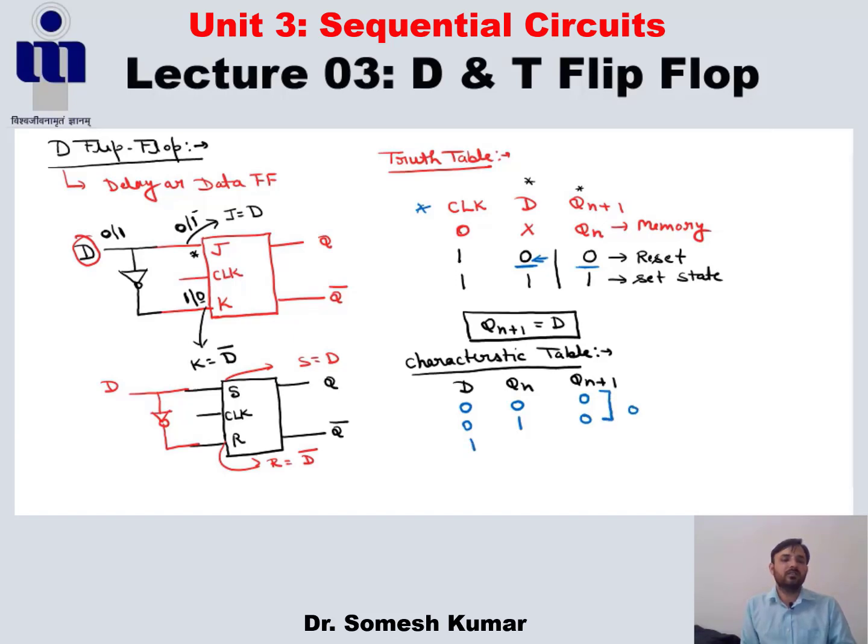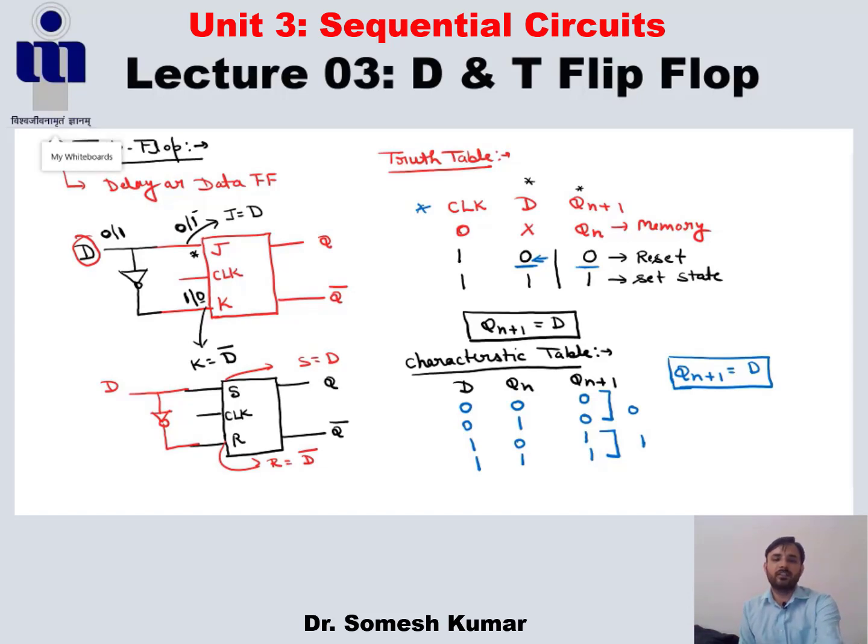What happens if D is 1 and the previous state is 0? It always remains in the set state. Similarly, for D equal to 1 and Qn equal to 1, it always remains in the set state. So this is the characteristic table of the D flip-flop. From this characteristic table it is also clear that Qn plus 1 is always equal to D in the case of the D flip-flop. Now, next is the excitation table.